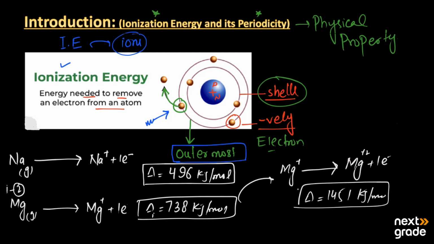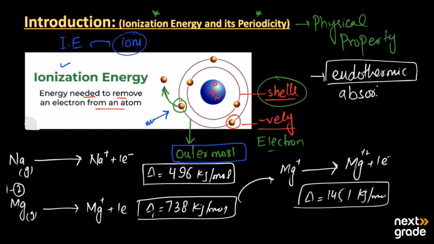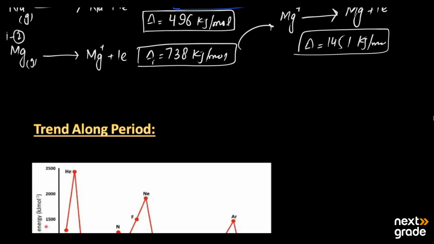Basically, ionization energy is an endothermic process. Endothermic means a process in which energy is absorbed. Ionization energy is the endothermic energy absorbed by the atom to get ionized and change into a cation. So the process of cation formation is basically an endothermic process. Next we will discuss its trend.